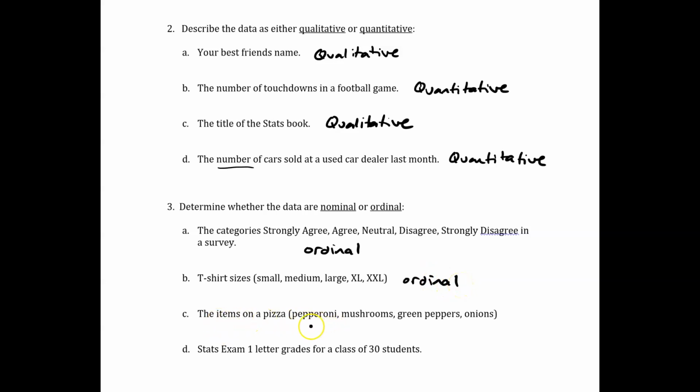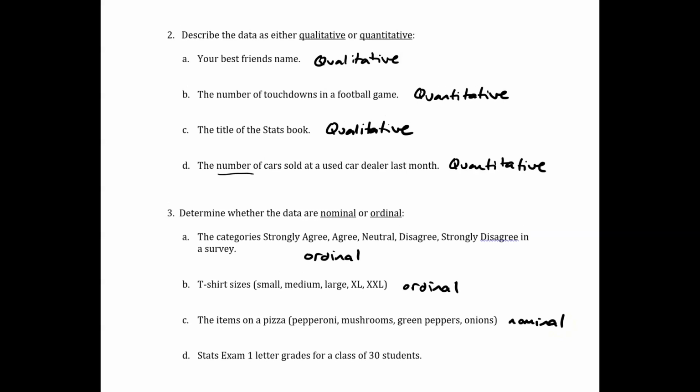But the items on a pizza, pepperoni, mushrooms, green pepper, onions, there's really no sense of order to these possible responses, whether this be in a survey or anything else. There's no natural way of ranking pepperoni above green pepper or mushrooms above onions or anything like that. So this would be best described as nominal.